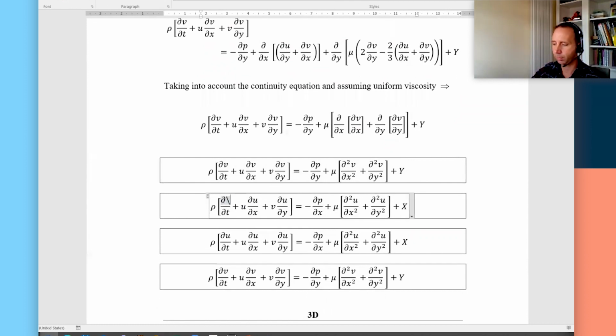It would be d rho over dt plus, if we are in a general case, the divergence of rho u.